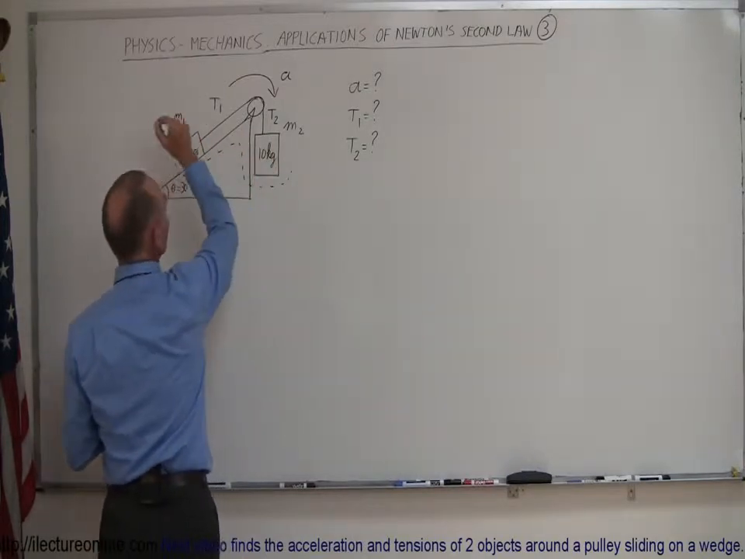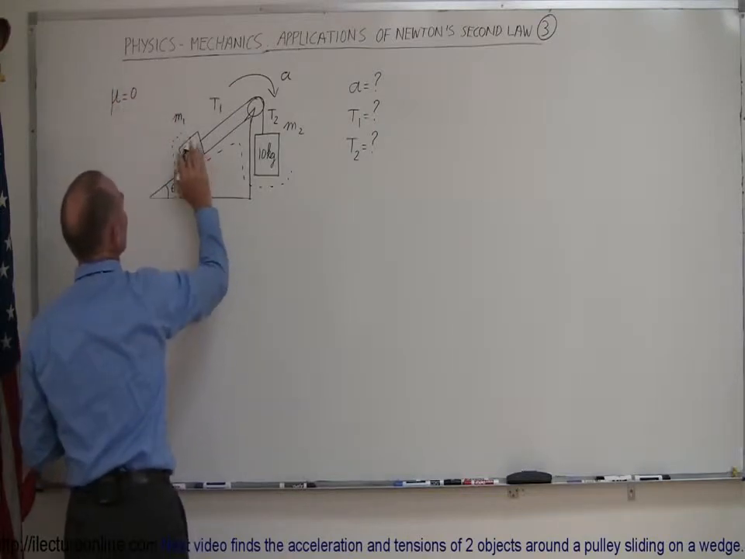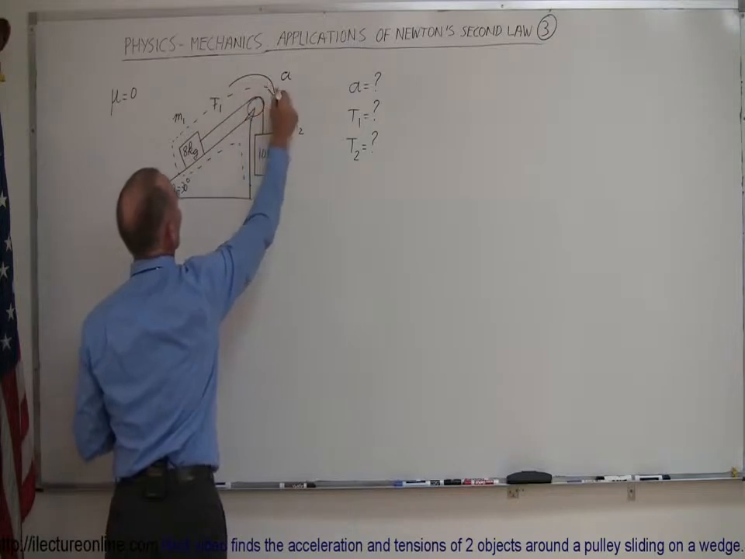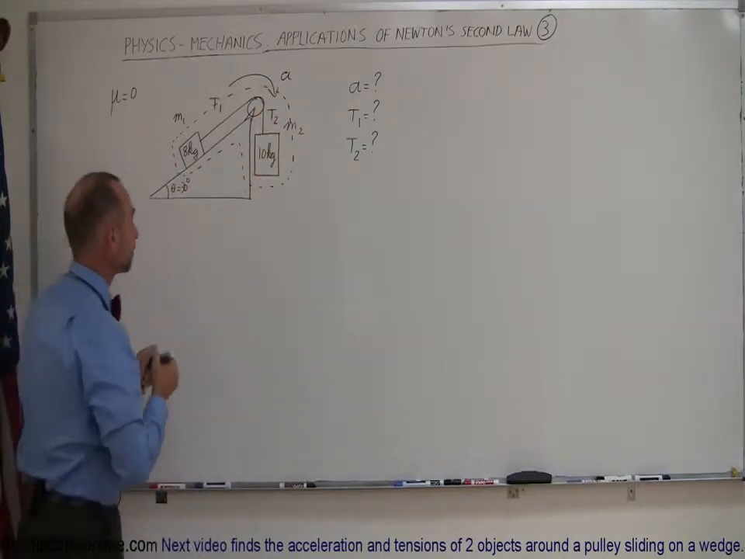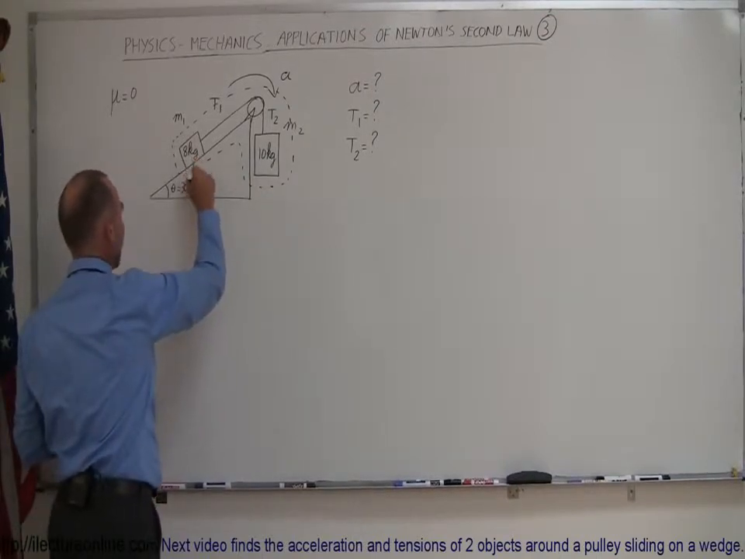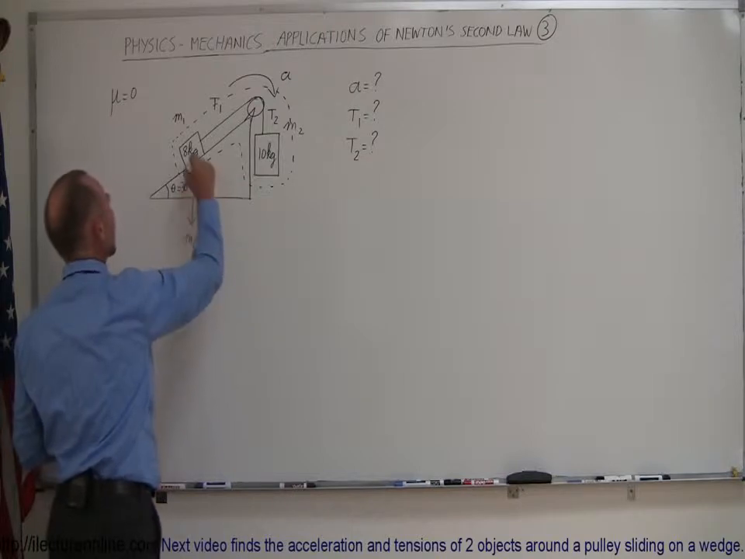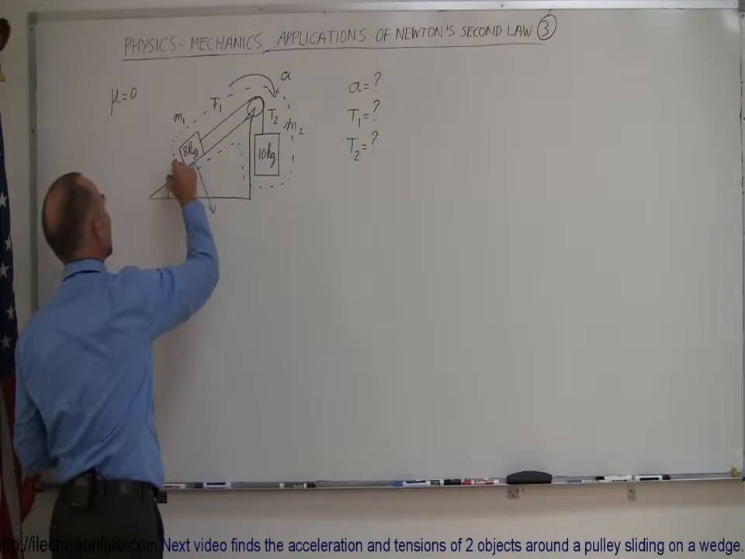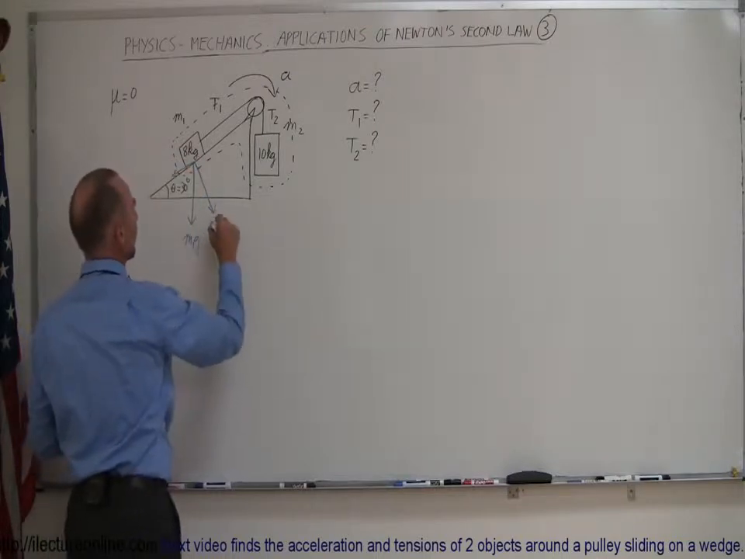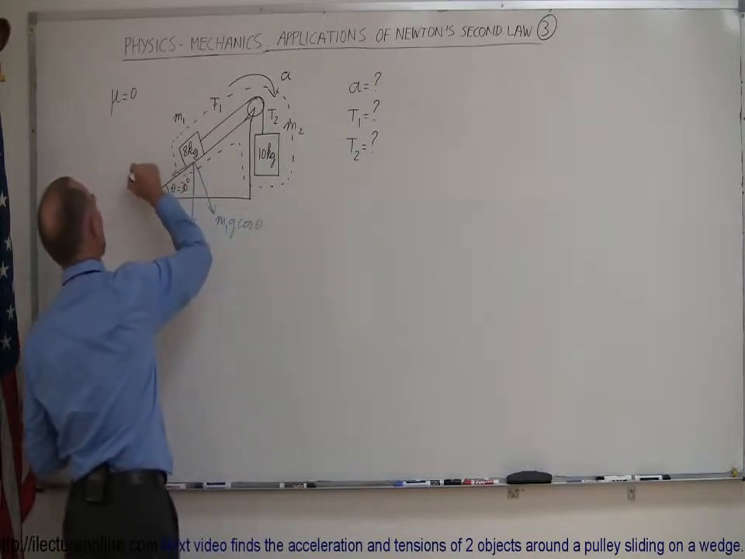Also notice that, I didn't write it down, but I'll just say it, the friction between the incline and the mass here is equal to 0. So we'll look at this as a whole system. What are all the forces acting on it? So first of all, we have the force of gravity pulling down here. So this is m1g. And since this is on an incline, we're going to draw the perpendicular component and the parallel component to the incline. So this would be m1g times the cosine of theta, and this is m1g times the sine of theta.